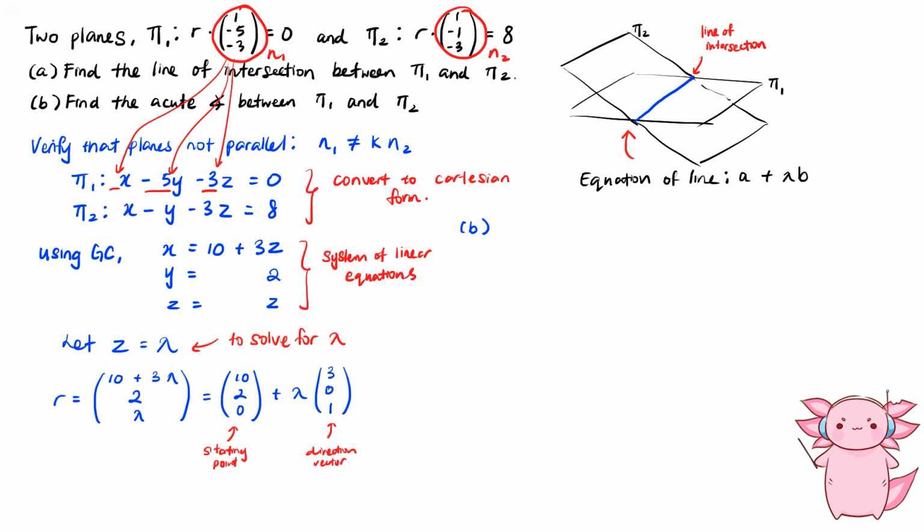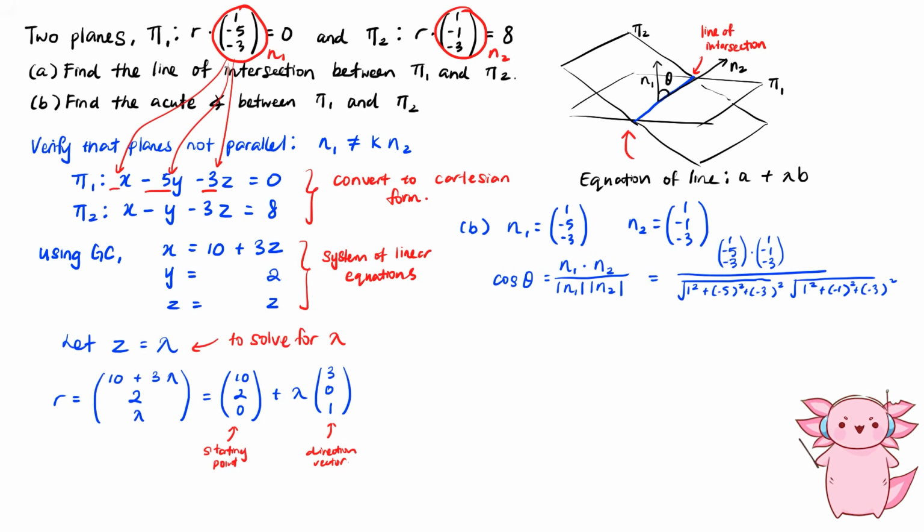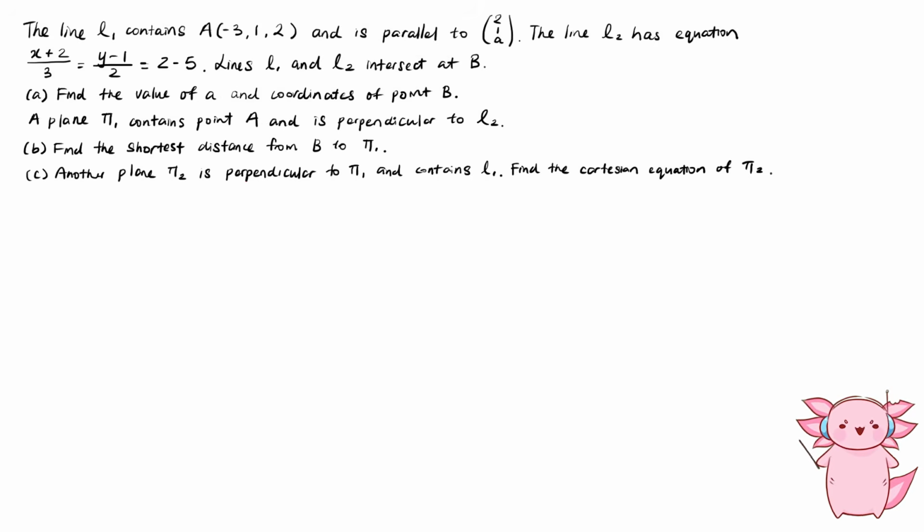For part B, to find the acute angle between two planes, the trick is to actually use its normal vectors. So using the cosine theta formula and evaluating out the dot product, we can get the angle between these two planes is 40.1 degrees. Finally, it is time to put it all together to tackle this long vectors question.